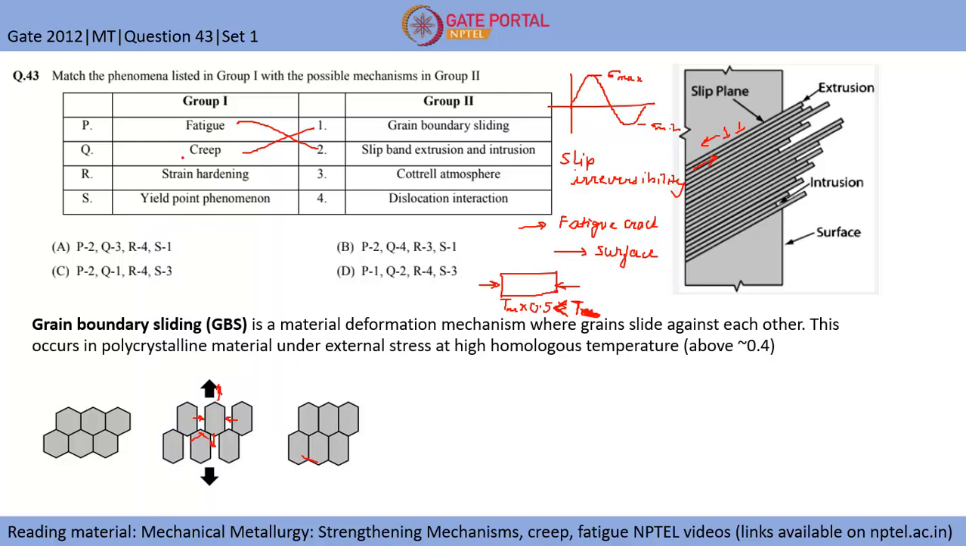Now coming to strain hardening. What is basically strain hardening is, if you have a tensile curve of sigma versus epsilon, first is the elastic deformation, then comes the plastic deformation. So for every increment in strain you have an increment in stress. This is basically known as strain hardening.